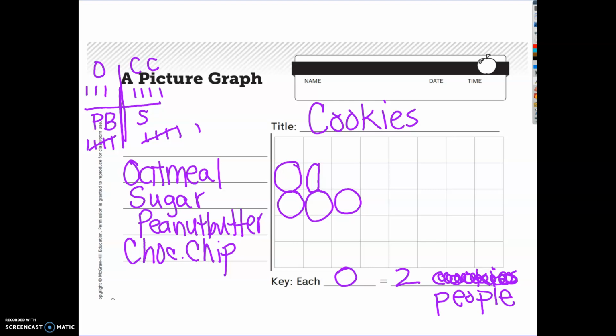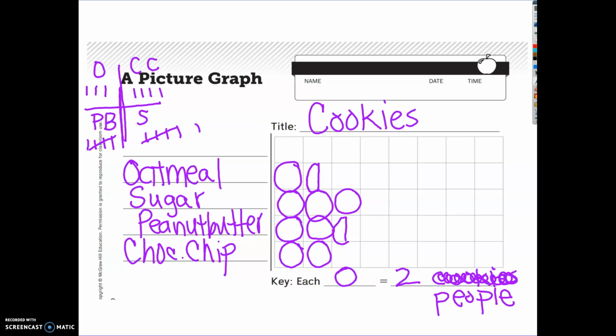Peanut butter, 5 people. Well, there's 2. There's 4. I need half because there's only 1 more to 5. So I'm going to make a half of a circle. Chocolate chip, 4 people liked chocolate chip cookies. So 1, 2, that's 2, 4 people. I needed 2 circles. So when I look at my picture graph, I can think of some questions that I could answer or ask.